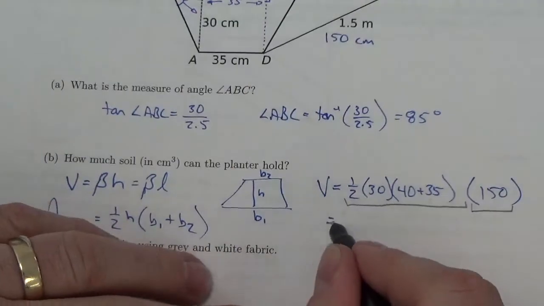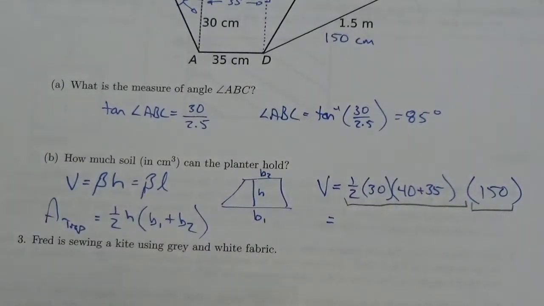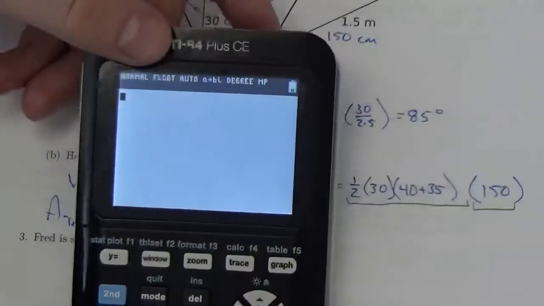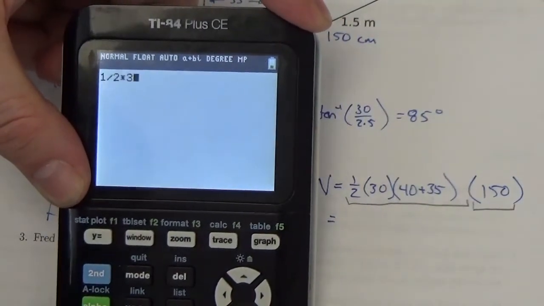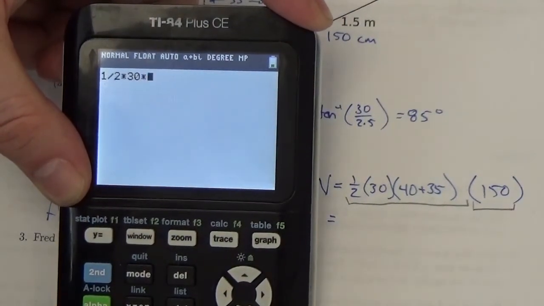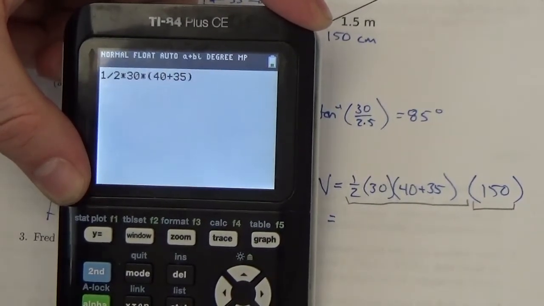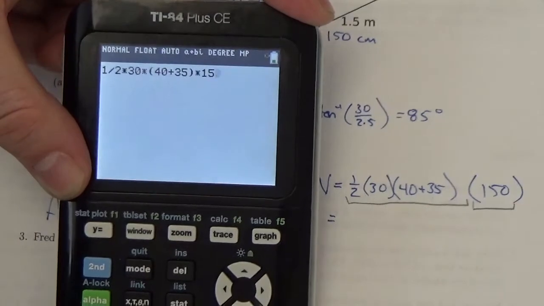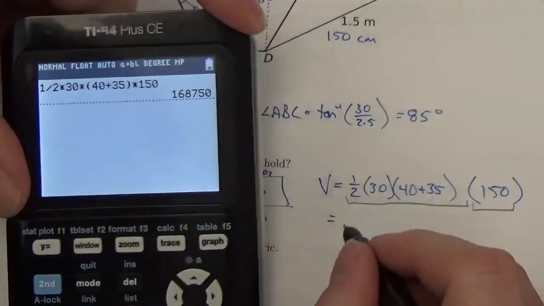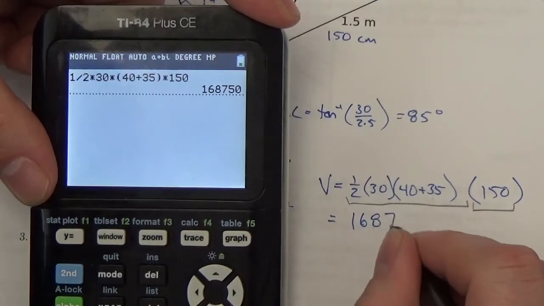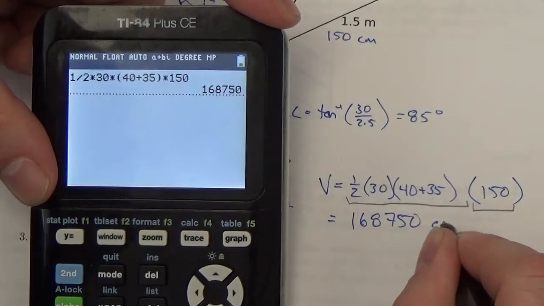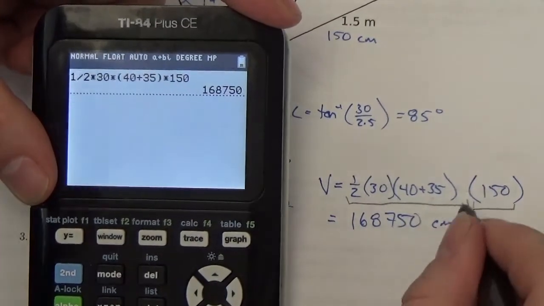So now this is just calculator work, and so that will become 1 divided by 2 multiplied by 30 multiplied by, well, it's the sum of those two, so I got to make sure I put those in brackets there, and then multiply that by 150. Whew. And I get 168,750. Now I'm in centimeters, centimeters cubed.